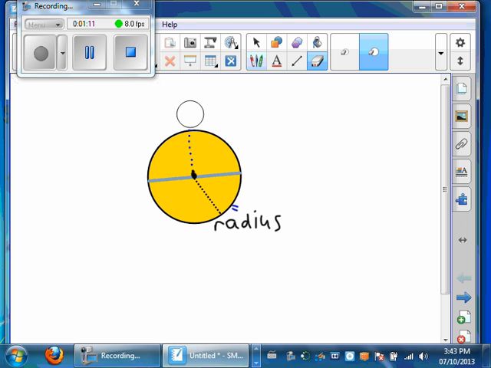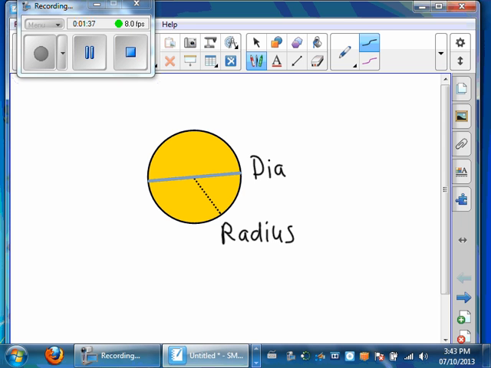The other measurement that you need to be aware of, so we've got our radius down here, is our diameter. And diameter is a measurement that goes through the center point of the circle from edge to edge. So our gray line here represents our diameter.